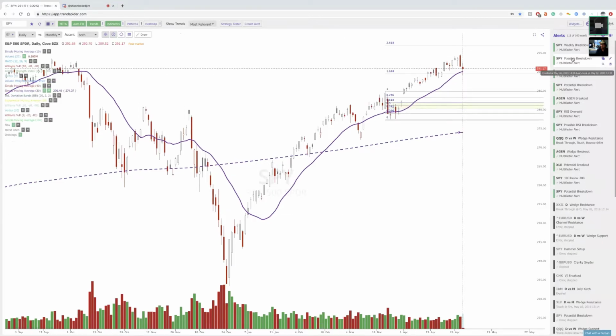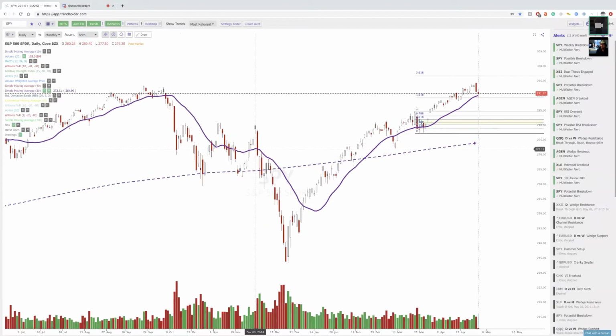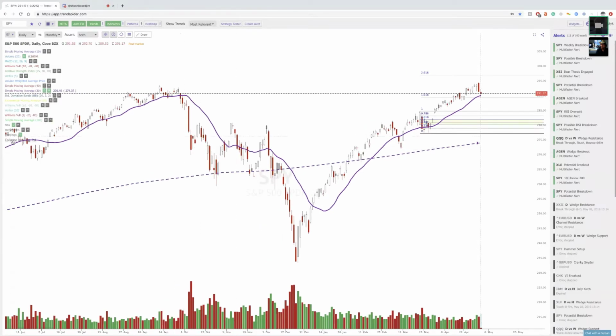This alert's now created, and I don't have to stare at the chart constantly. I can have the system do it for me and let me know when the main things I'm looking at start to break out or break down.